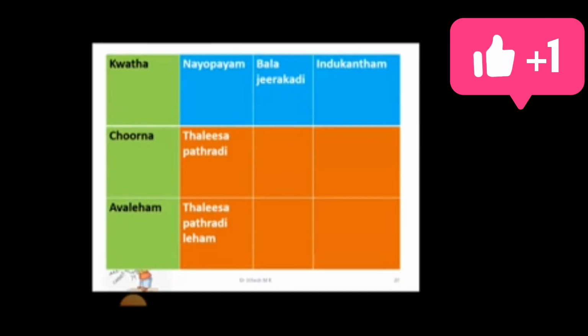Here we can adopt some of the Kashaya Yogas. Definitely, if it is a Vataja Kasa occurring to the Vata Prakriti person, never go to any of the Kashaya Prayogas. So here we can select the Kashayas such as Nayopayam, Balajiragadi or Induganta.